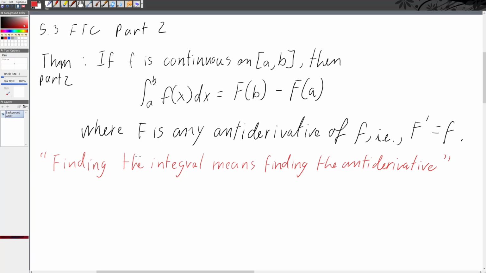And I just want to note one more thing, is that big F can be any antiderivative of little f. Because when you consider big F of b minus big F of a and subtract, the constant that you choose is going to cancel out. So we can pick any antiderivative. We don't care about the constant in this case for a definite integral.